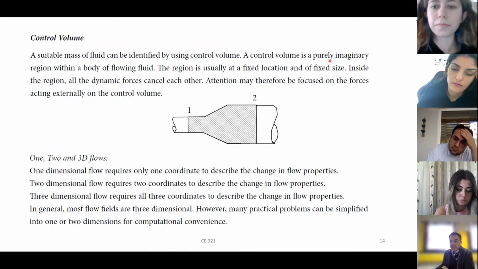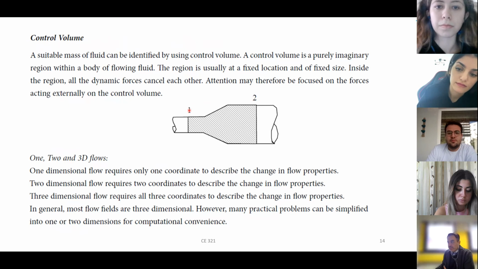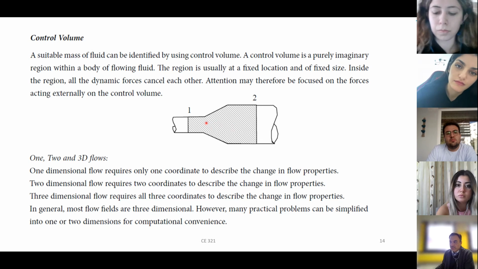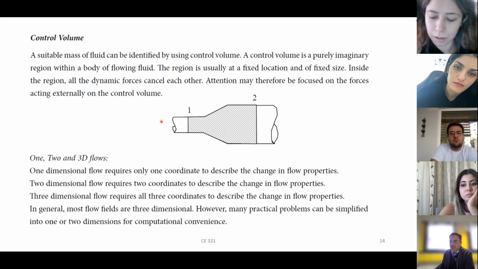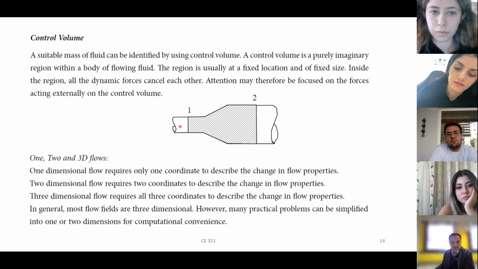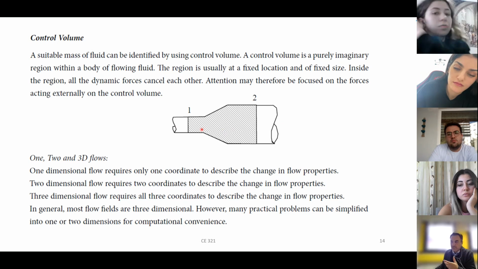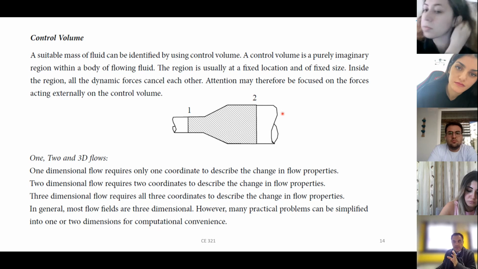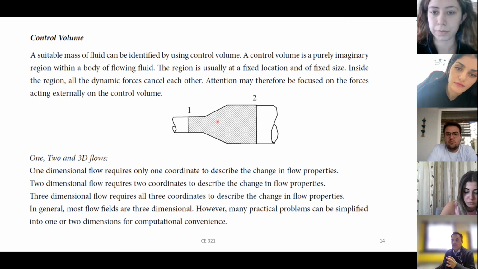A control volume is a purely imaginary region within a body of flowing fluid. The region is usually at a fixed location and of fixed size. Inside the region, all the dynamic forces cancel each other. Attention may therefore be focused on the forces acting externally on the control volume. For example, my aim is to find the velocity here. I select such a control volume, and then I can say that water, for example, enters from here and goes out from here. What are the forces at this input area? It is called the control surface, okay, surface area. And what is the force acting on the output area? Then using the main principles of physics, we can find the velocity here.